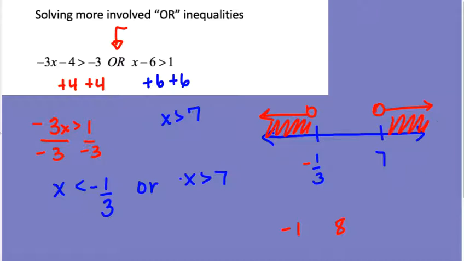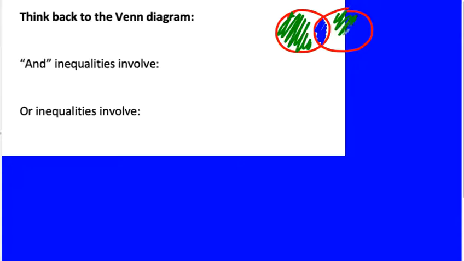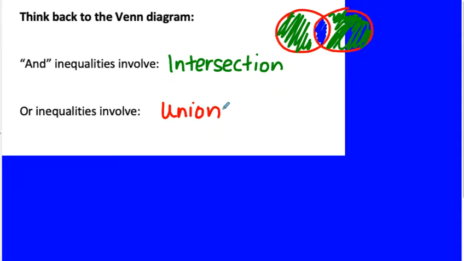All right, so we talked about this in class when we were talking about Venn diagrams, but I want you to think about the Venn diagram for a second. We had this area shaded in blue, and maybe I'll put this one in green. And inequalities involve the intersection. So that blue part, that part that's in both. So that's why it was the overlapping area, whereas or inequalities involve the union, which means everything else that's not intersecting, okay? So the green area.